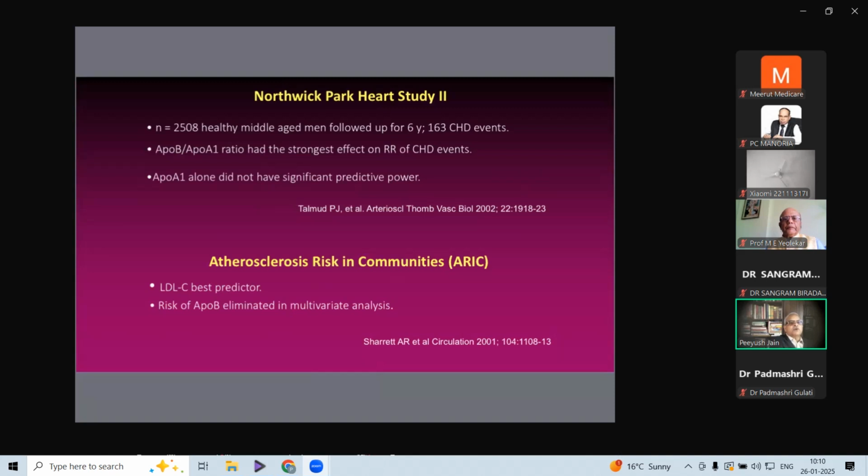Another study, the Northwick Park Heart Study 2, also found the same thing, that the ApoB to ApoA1 ratio had the strongest effect on the relative risk of CHD events. But having said that, a very large study, the ARIC study, which you may be aware of, one of the largest epidemiological studies conducted in the United States in different races, found LDL-C to be the best predictor still, and the risk of ApoB was eliminated in multivariate analysis.